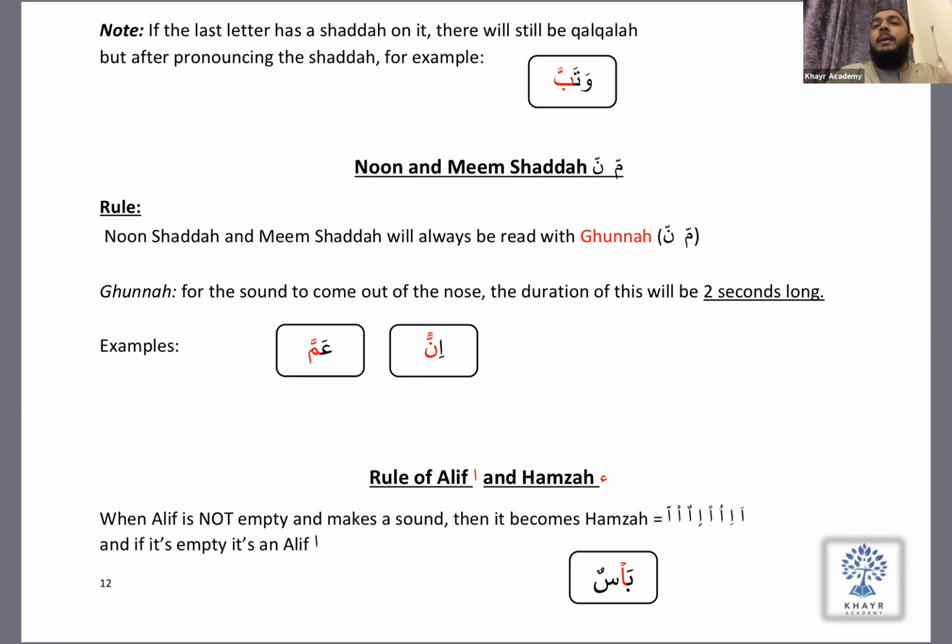So we're going to say tabbat yada abi lahabin wa tab, like that. After we catch it, we're going to have that ba sound, the sound of the ba again. That's only if they have a shadda at the end. If they don't have a shadda, then it's going to be قُلْ هُوَ اللَّهُ أَحَدٌ. But if they have a shadda, it's going to be وَتَبَّ. Is that clear?